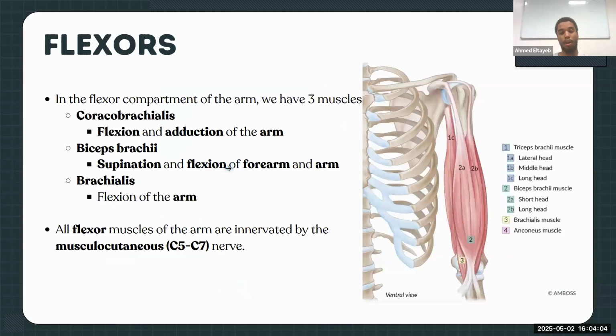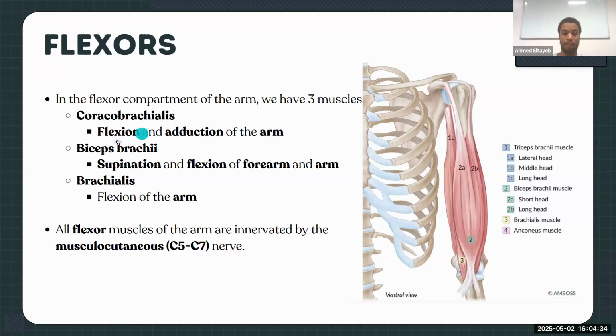Okay, so in the arm, we have flexors. What is flexion of the arm? Flexion of the arm is when you bring it up like this, okay? And in the flexor compartment of the arm, we have three main flexors. We have the coracobrachialis. Coraco, so you can infer that it arises from the coracoid process of the scapula. And coracobrachialis is essentially responsible for flexion of the arm and adduction of the arm.